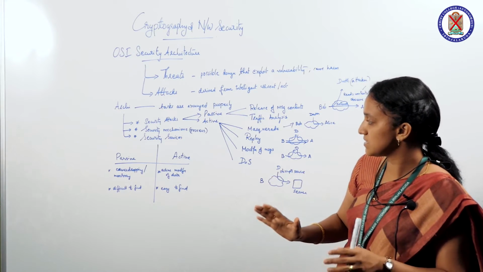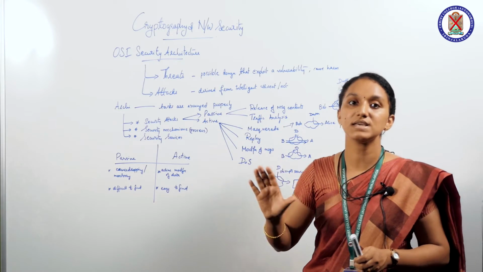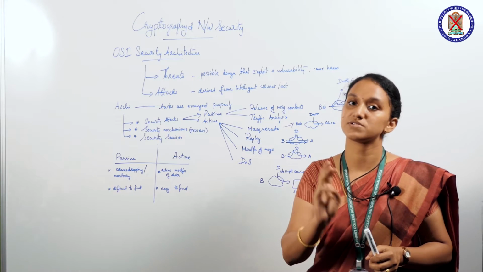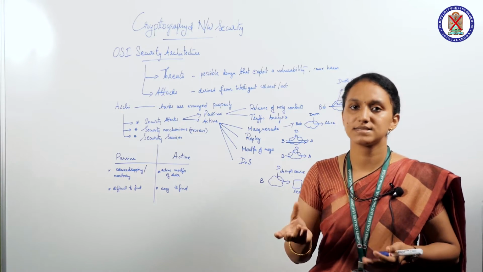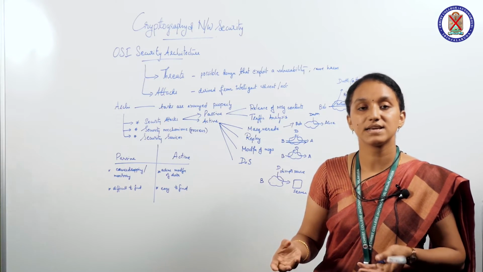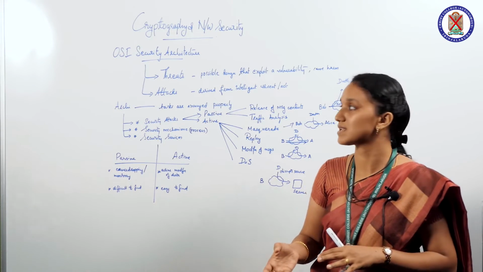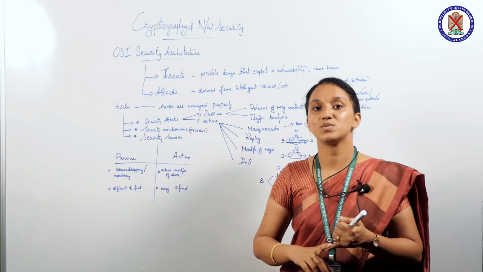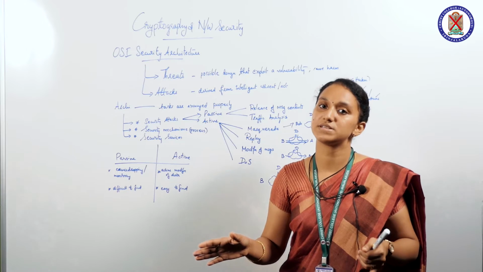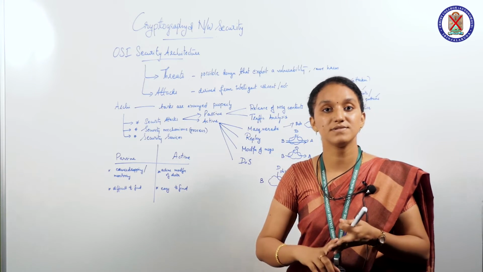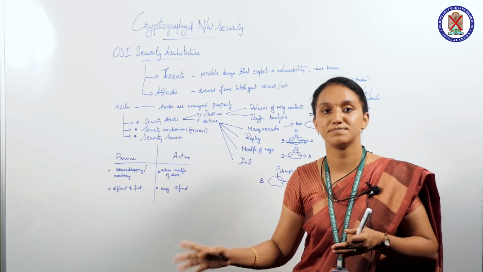So let me just conclude. This is the OSI security architecture. We have dealt with 2 important concepts, threats and attacks. Threat is nothing but a danger that can cause harm, and attack is nothing but a consequence of threat. In architecture, we learned about attacks, which is any action that compromises the security, then mechanisms, which is the process used, and the services which are implemented via mechanisms.